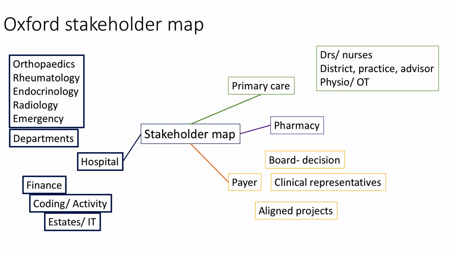And so this is our stakeholder map for Oxford that we created. We had primary care as a key stakeholder, pharmacy. For the payer, we had representation on their decision board, clinical representatives, and also awareness of their existing strategies and priorities for local healthcare delivery. At the hospital level, we're required to engage with a number of departments that interface with the FLS pathway, as well as hospital-based finance, coding for activity, and importantly, estates and housing. So we need to know where, if an FLS was funded, the FLS would work and what IT support they would get.